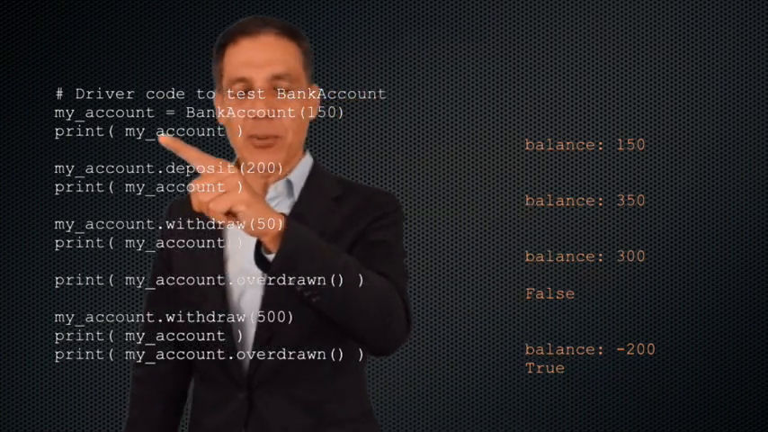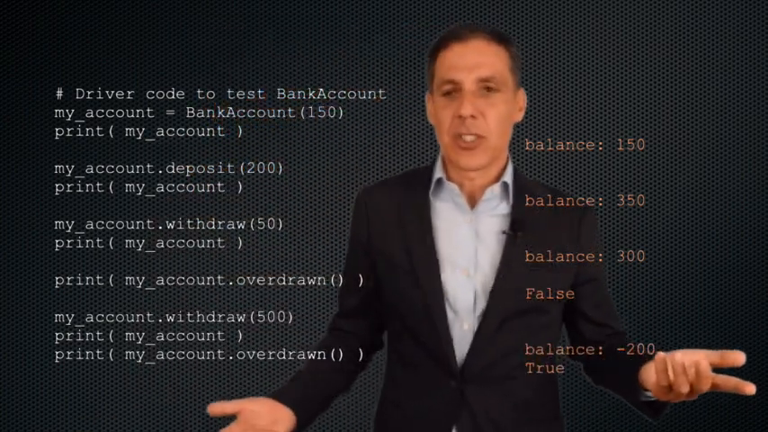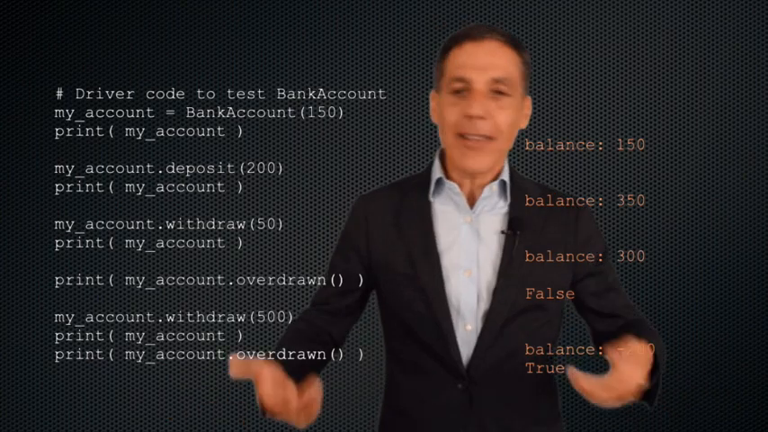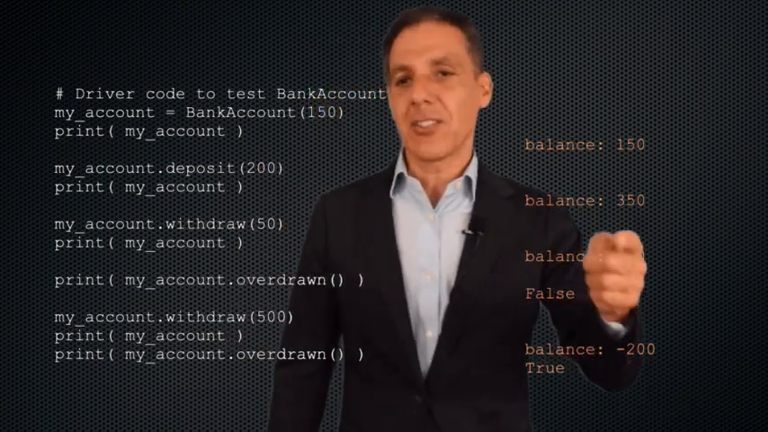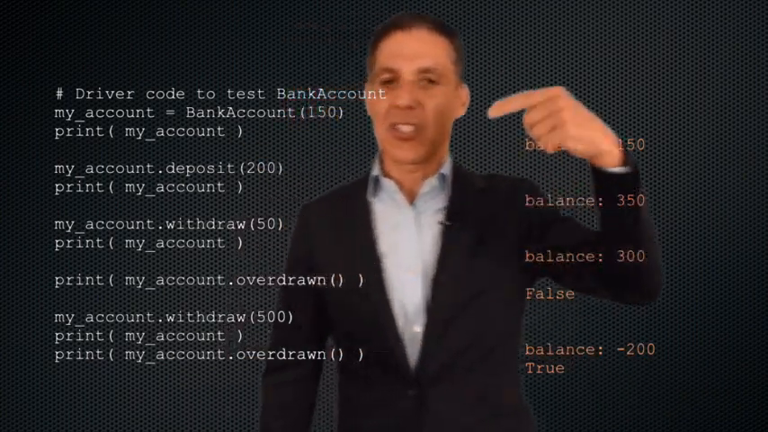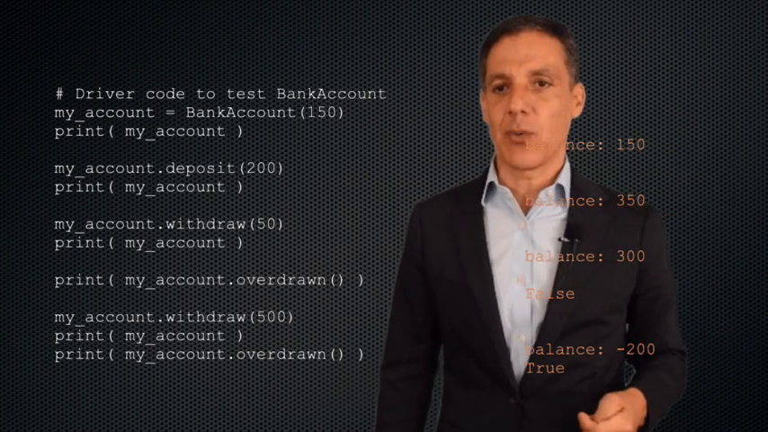So this is why I like the print statements. How do I know the constructor works? I need to look to see what the value is. Now I could have said print my account.balance, but I like creating these print statements. It's a good habit to get into. So that will print balance 150.